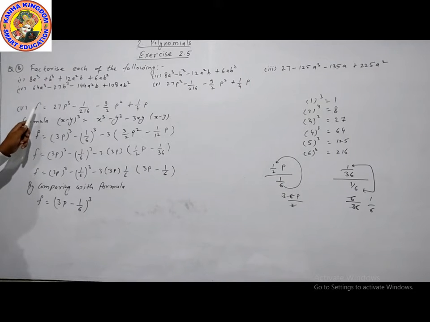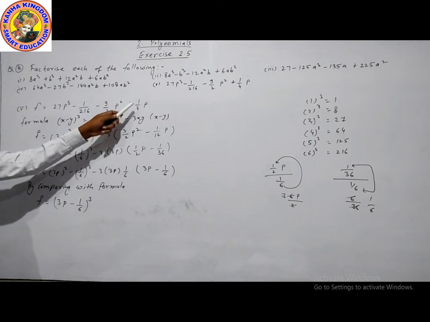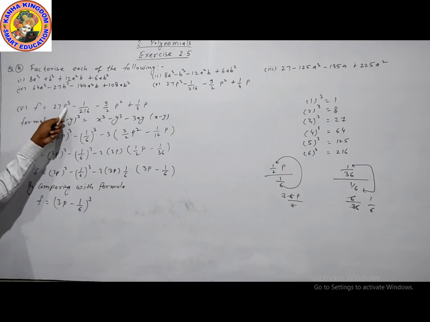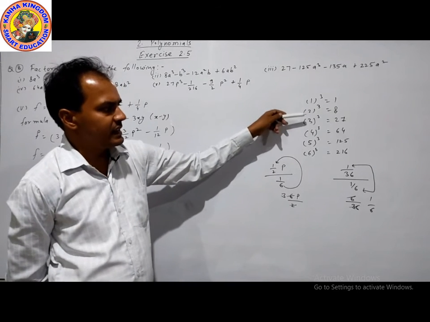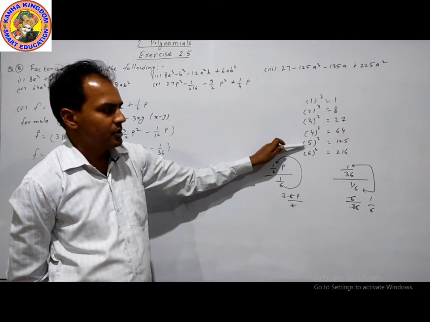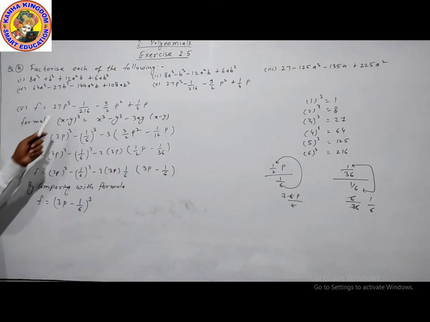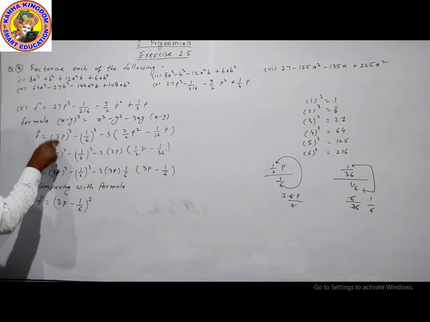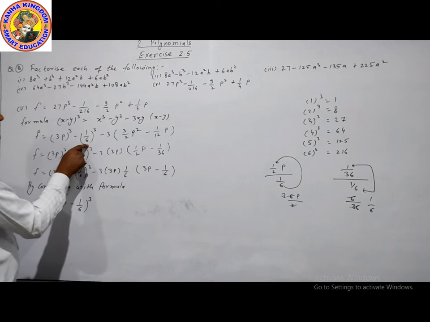The fifth part, the given equation is 27p cube minus 1 upon 216 minus 9 by 2 p square plus 1 by 4 p. Here is p cube, so we will find which number has cube 216. 1 cube is 1, 2 cube is 8, 3 cube is 27, 4 cube is 64, 5 cube is 125, 6 cube is 216. Here is 6 cube, so 1 by 6. For 27 it is 3, so 3p cube, and 1 by 6 cube.